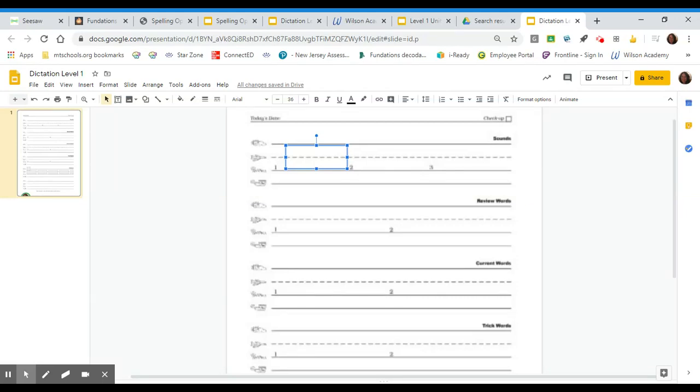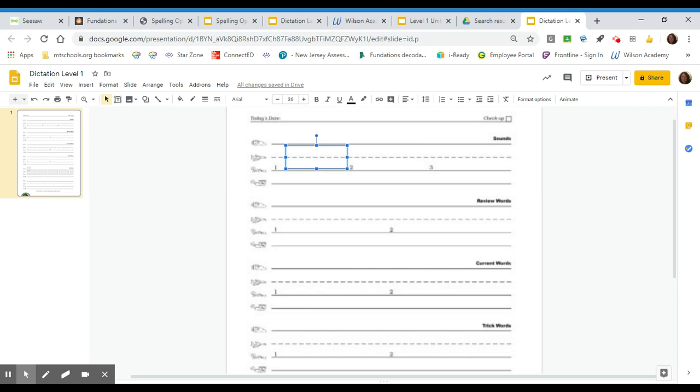Hi, boys and girls. This is Unit 10, Week 3, Day 4, and today we will be working on our dictation. Now, if you do not have access to a printer and you can't print this paper from your Google Classroom, that's okay. Just get any paper and pencil and follow along. I will lead you through this dictation.